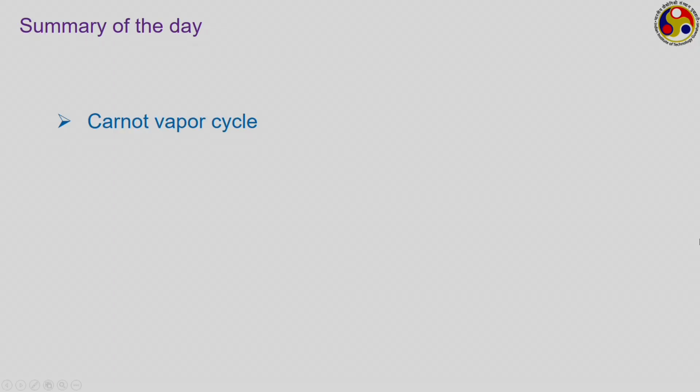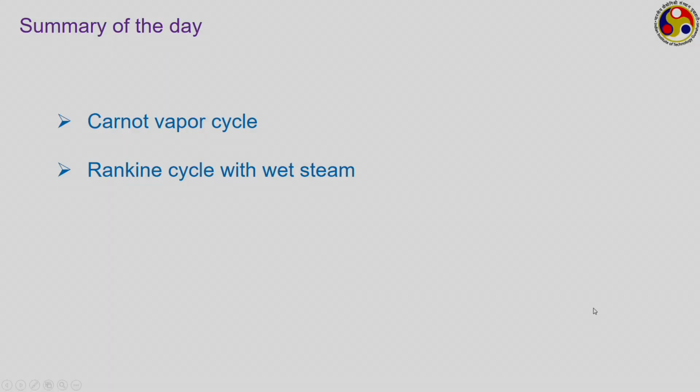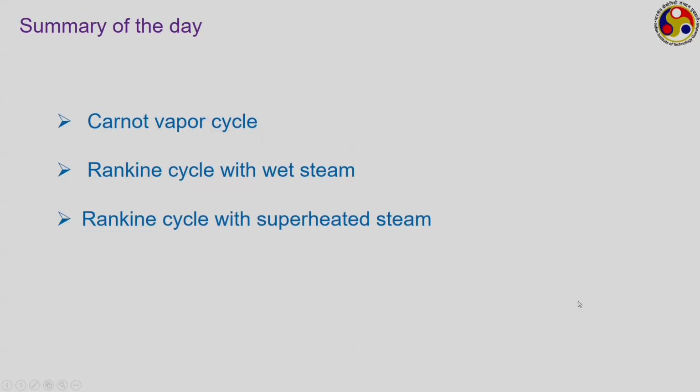So, today we have talked about the vapor power cycle. First we talked about the Carnot cycle and we explained why the Carnot cycle is not possible to achieve in practical operation. Then we mentioned the Rankine cycle. First we analyzed it assuming wet steam, that is saturated vapor at the entry to the turbine, and then superheated vapor at the entry to the turbine. So, that is it for the day.